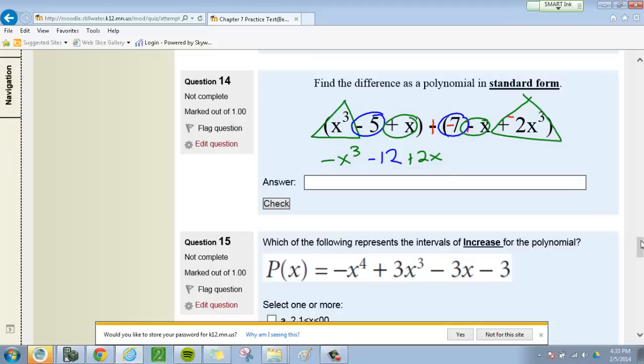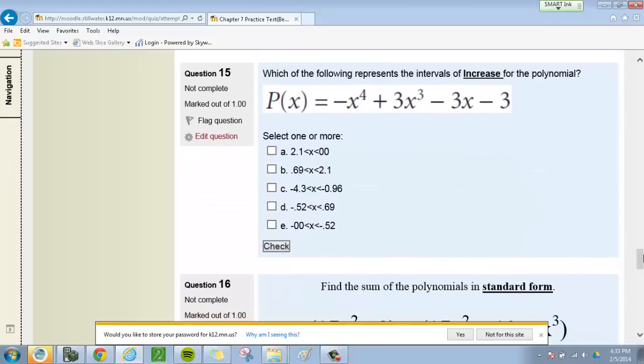But remember, I got to put this in standard form, so this has to go right there. And oh, that was supposed to go along with it. This 2x has to go right there, just like that. So that's the right way of doing this. So my final solution should be negative x to the third plus 2x minus 12. There you go. Moving on down to this next one.